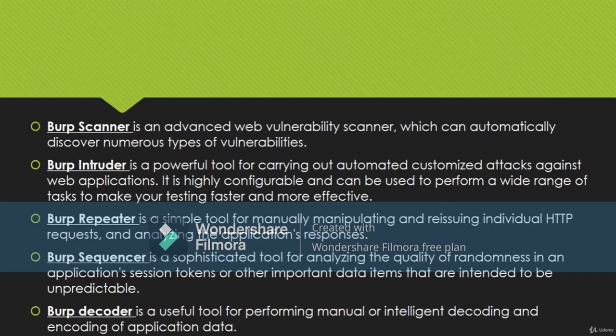Then comes the Burp Intruder. It is also a powerful tool for carrying out automated customized attacks against web applications. It is highly configurable and can be used to perform a wide range of tasks to make your testing faster and more effective. We will be using this tool for finding many vulnerabilities later in this section. Likewise, we have repeater, sequencer, and decoder.